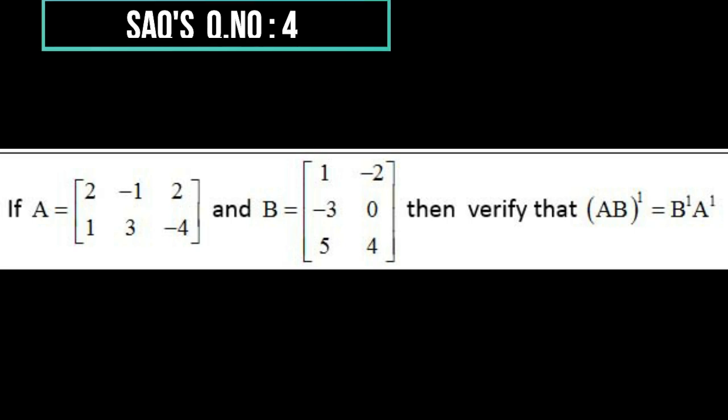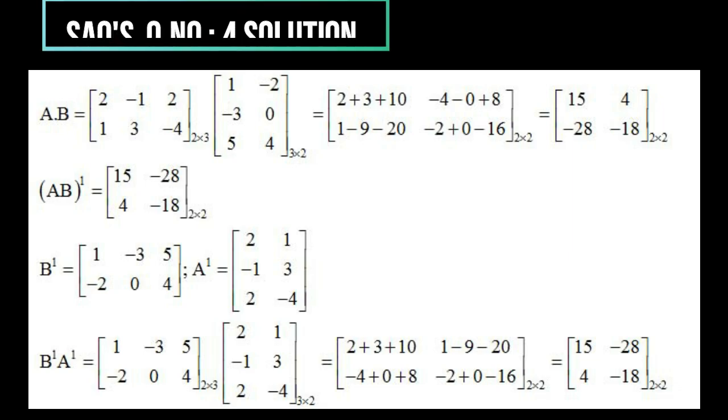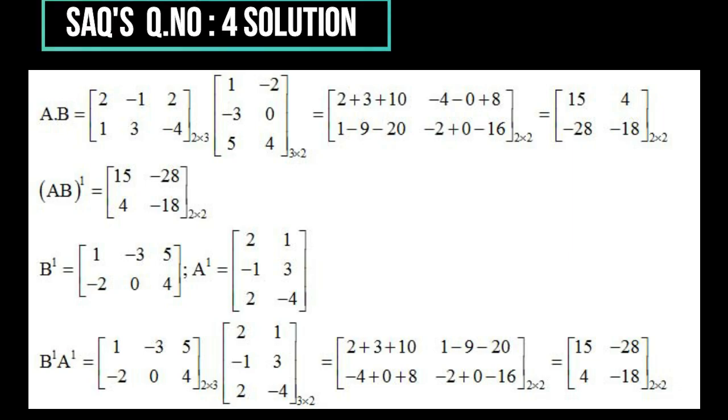Okay, next one is, if A is equal to the matrix 2 minus 1 2, 1 3 minus 4 and B is equal to 1 minus 2 minus 3 0 5 4, then verify that AB whole dash is equal to B dash A dash. Here A dash means transpose of the matrix A. B dash means transpose of the matrix B. Transpose means interchanging the rows into columns, columns into rows.